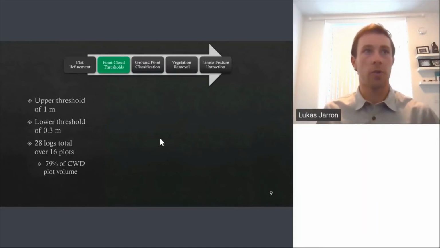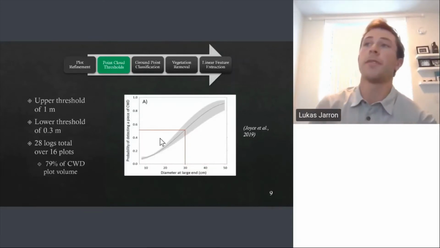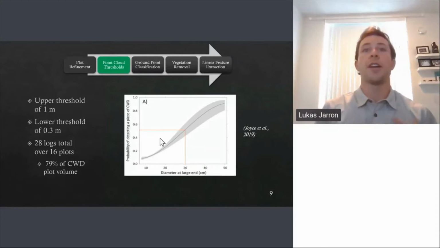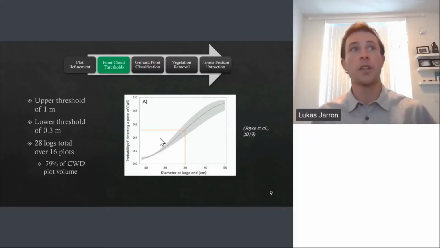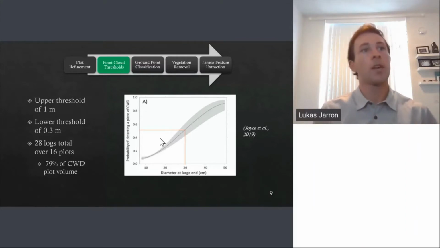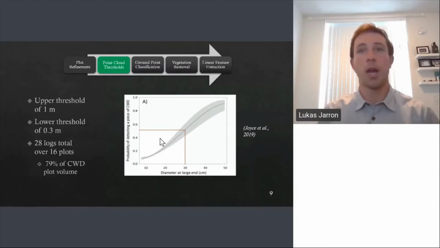But the lower threshold, I established as 0.3 meters, also based off of the Joyce et al. paper, who found that detection probability surpassed 50% with logs that were 30 centimeters in diameter or greater. Since I'm only looking for these large logs of 30 centimeters in diameter or greater, that's where I set my lower threshold. In total, this gave me 28 logs that I was aiming to detect over 16 plots. These larger 30 centimeter logs are also the most important for wildlife habitat, and they made up 79% of my total plot volume.